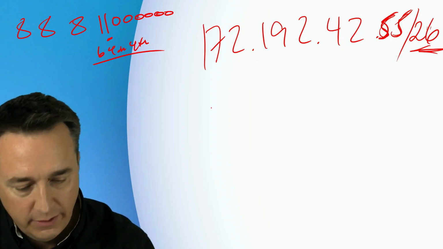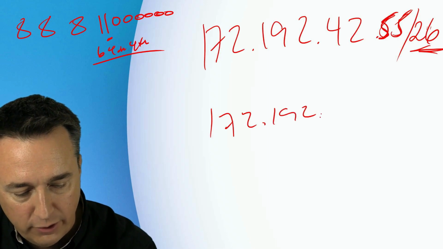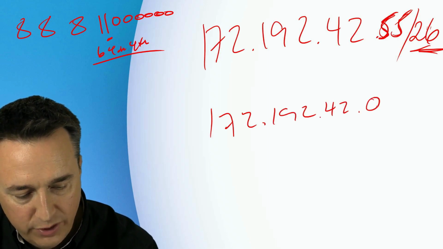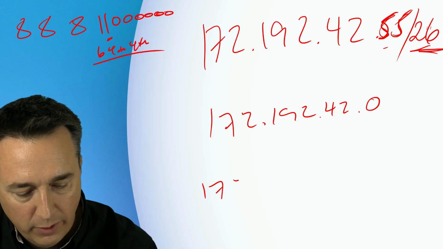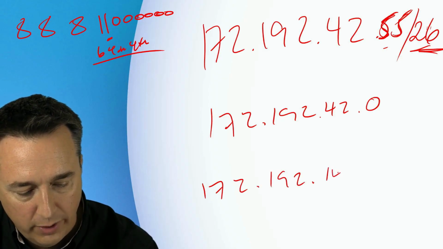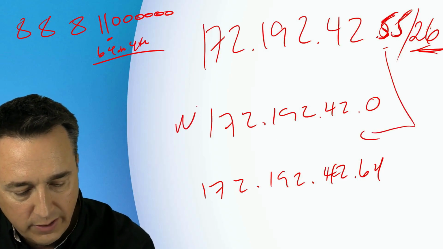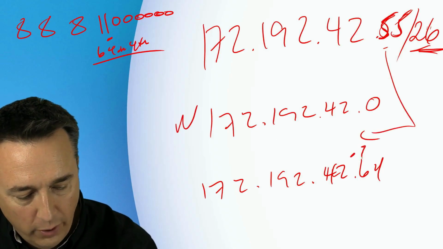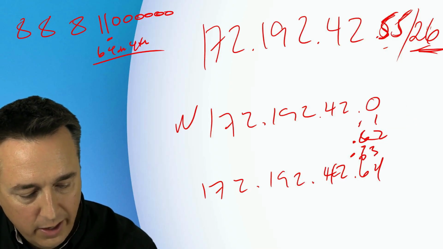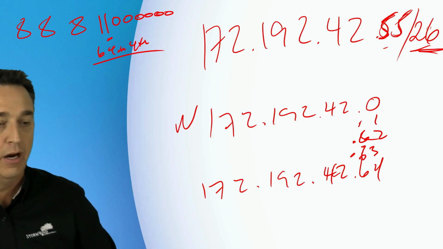So I'm counting by 64, then I got 172.192.42.0. And then what's the next subnet? 172.192.42.64. Okay, there you go. So this is the network ID. So therefore, 63 is the directed broadcast. 62 is the last usable address. And .1 is the first address. There you go. I just figured it out.